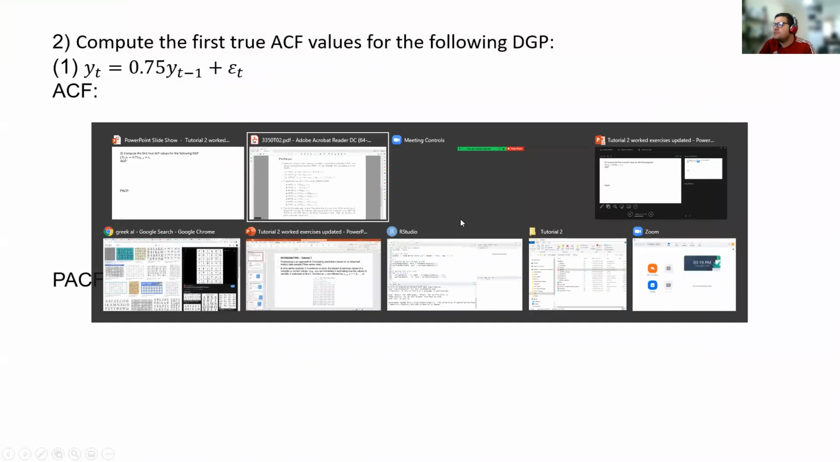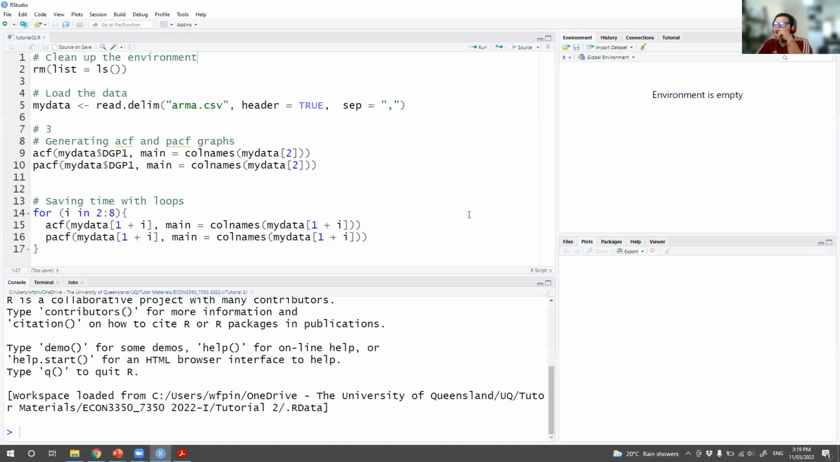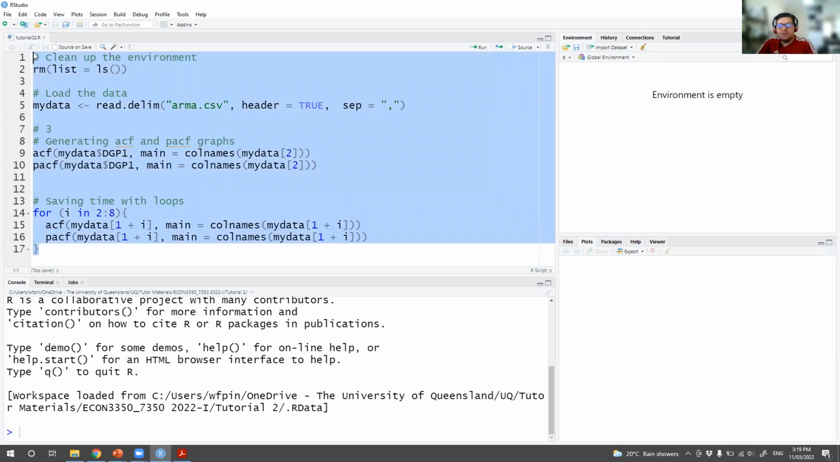Actually, before we do this, let's go to R. So the RStudio window must be displayed here. If it's not, please let me know. Actually, if you want to follow my work, let me share this in Code Share for you guys.